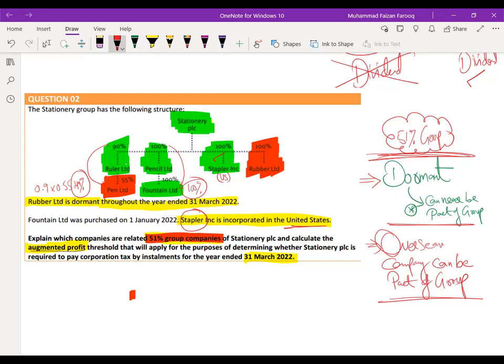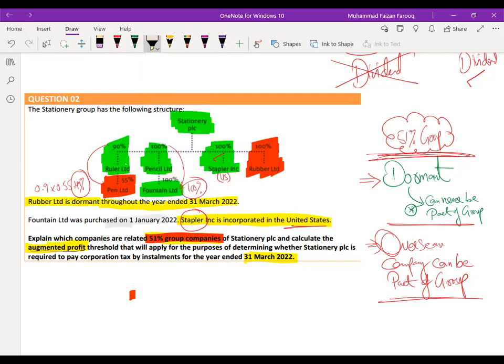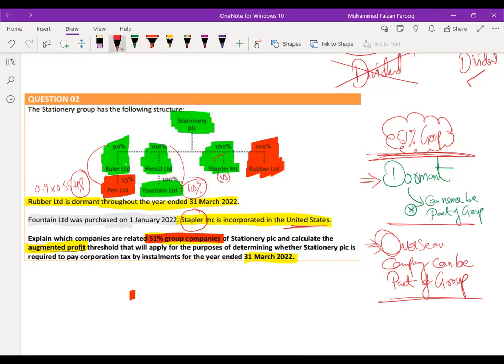Yes, understood. Now the last line which we missed, I am highlighting it, in gray color. Read it, please. "Fountain Limited was purchased on 1st January 2022." Fountain Limited, we had it at 100%, right? This company was purchased during the year. My year end is what? 31st March 2022.